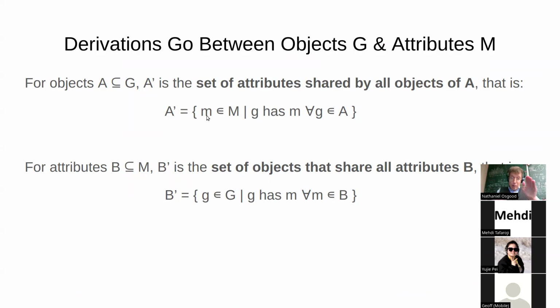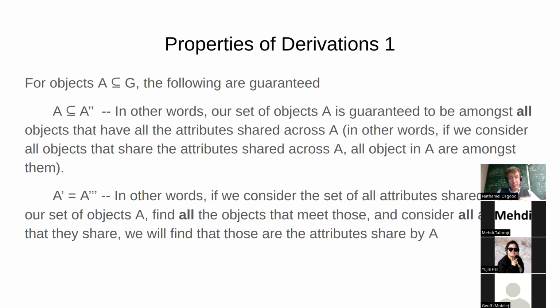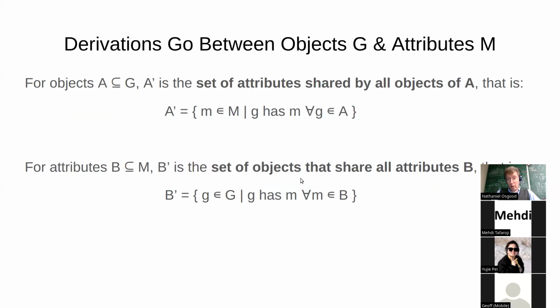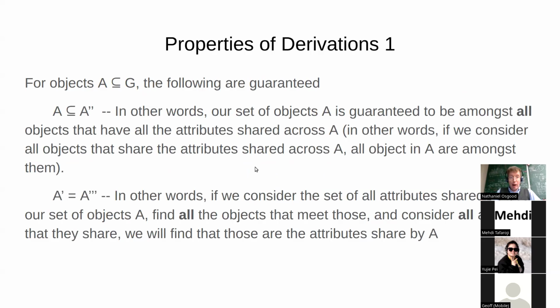So again, these derivations go from one to the other. This one goes from objects to attributes, and for a given set of objects, it's all the attributes shared by those objects. Whereas this one goes from attributes to objects, and for a set of attributes, it's all the objects that share all of those attributes. You notice the "for all" in each of them. Now, these derivations are related to Galois connections and the underlying adjunction in category theory, which is quite beautiful.